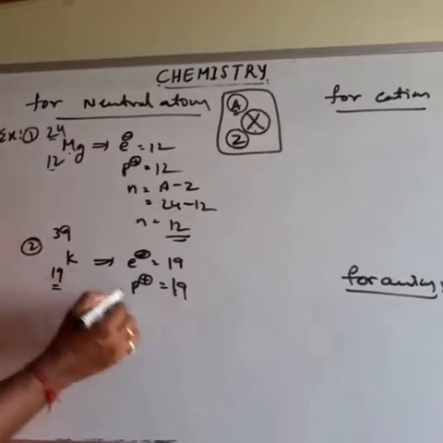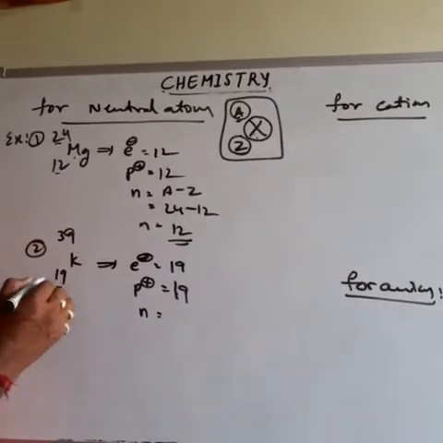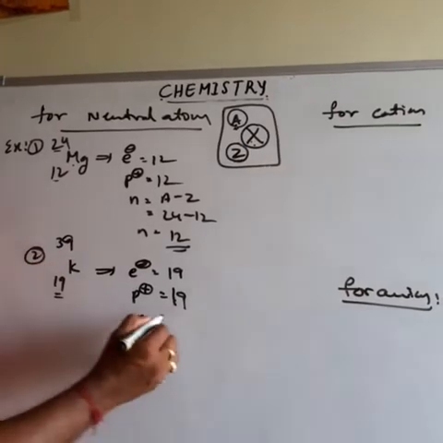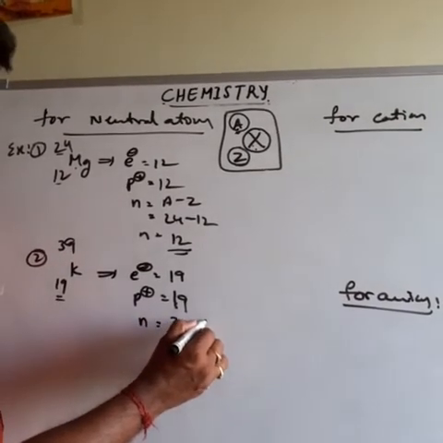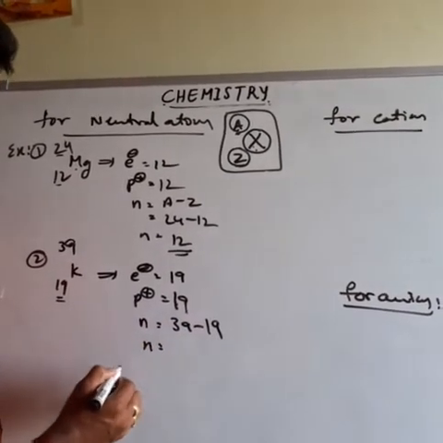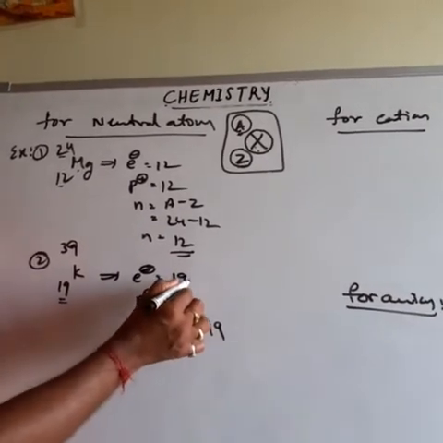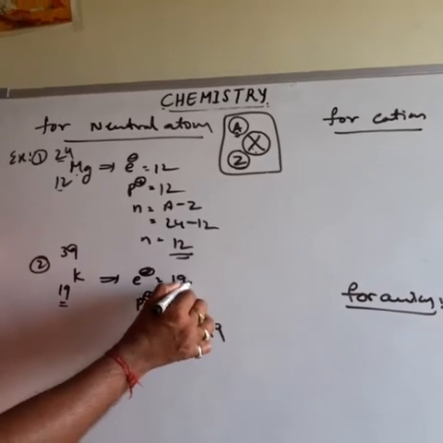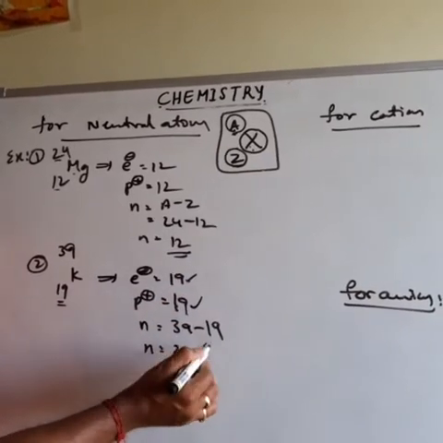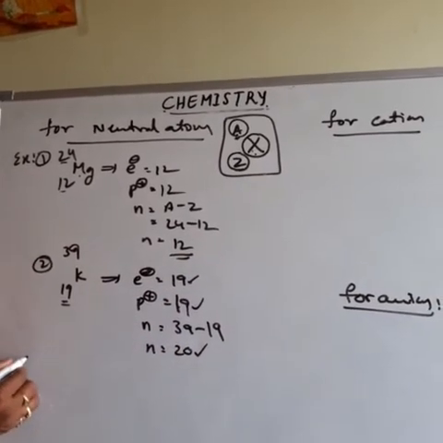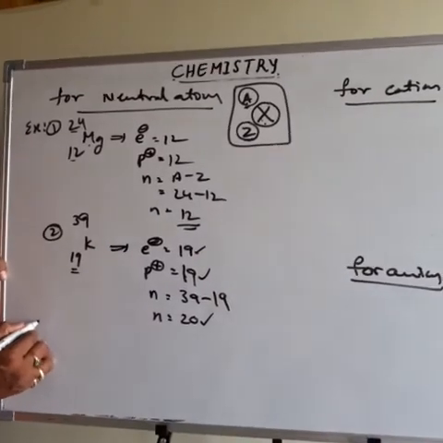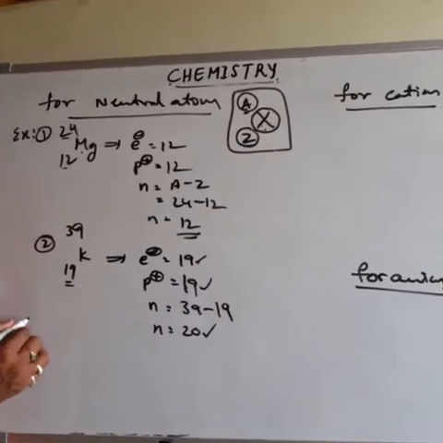Then next is the neutron number. How to find the neutron number? Neutron number is equal to A minus Z, 39 minus 19, which is 20. So electron number 19, proton number 19, neutron number 20. Like that, another example: take the isotopes of hydrogen.